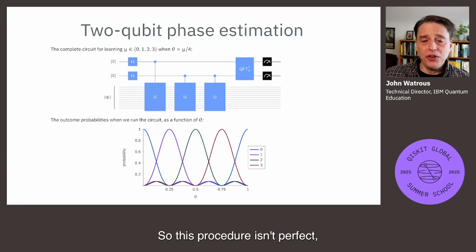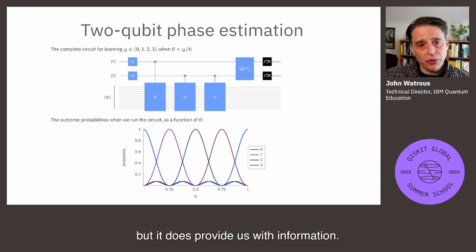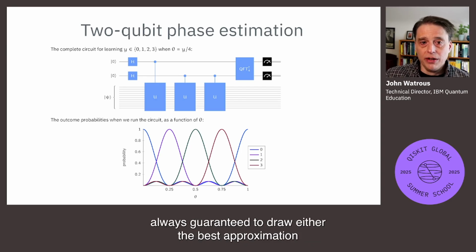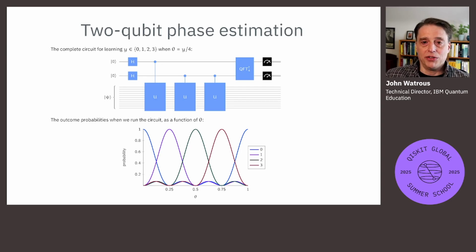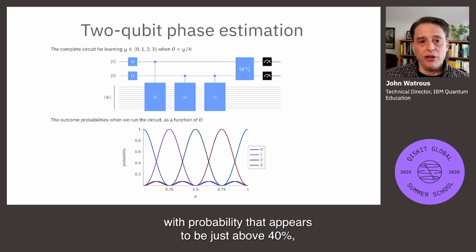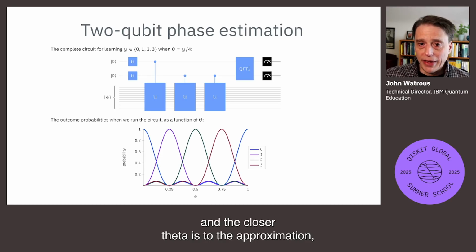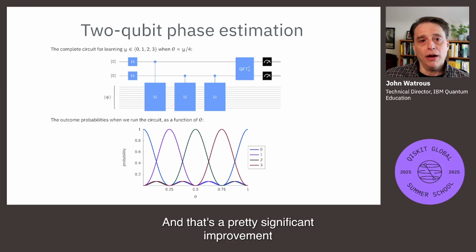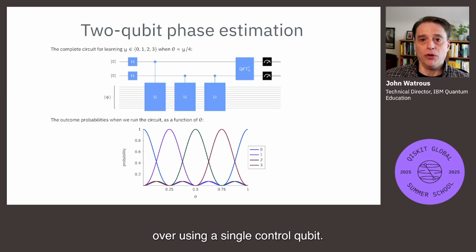So this procedure isn't perfect, but it does provide us with information, and it's quite noteworthy that regardless of theta, we're always guaranteed to draw either the best approximation or one of the two best approximations when there's a tie, with probability that appears to be just above 40%. And the closer theta is to the approximation, the higher the probability to see the corresponding value of y. And that's a pretty significant improvement over using a single control qubit.